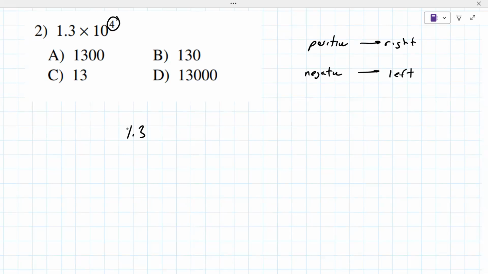Okay, how many times are we moving the decimal? Oh, 4 times. So I'm going to tell you it's not C. So D. Did you write the number down and did you start moving the decimal? Yeah. Okay. So that's 2 times, that's 3 times, that's 4 times.